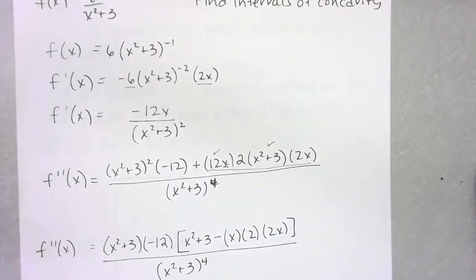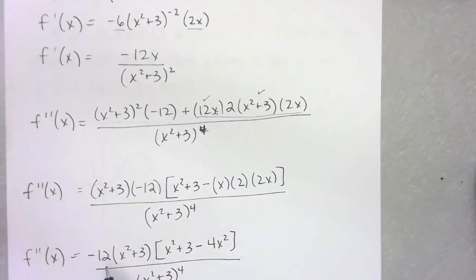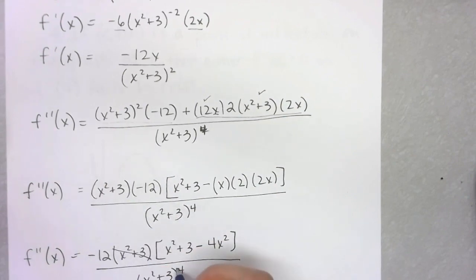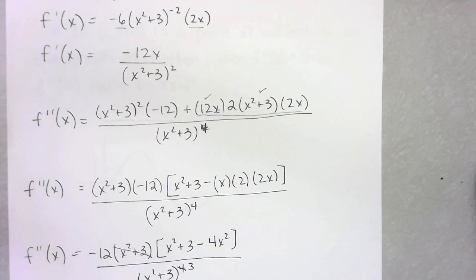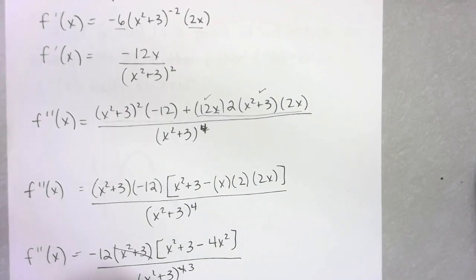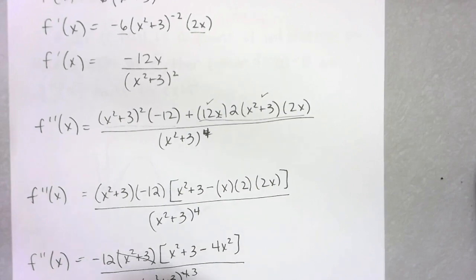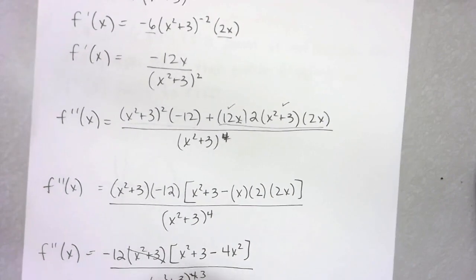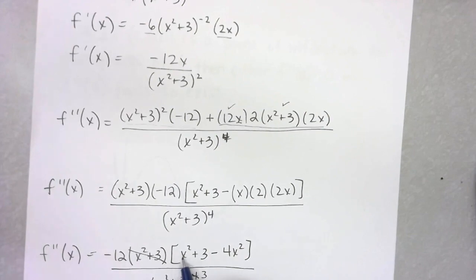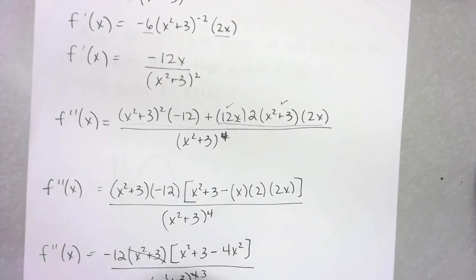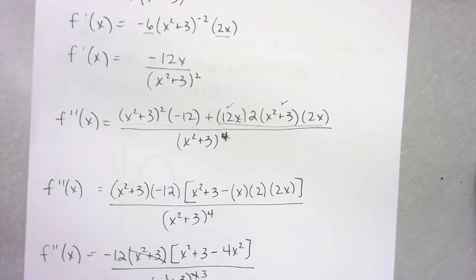Now since I have this times this times this up here, I can simplify this. So I have one of these here, it's common with one of those here, so now I have 3 there. So my f double prime of x then is, I have the negative 12. Let me combine these. I have x squared minus 4x squared, so I have negative 3x squared plus 3, all over x squared plus 3 cubed.